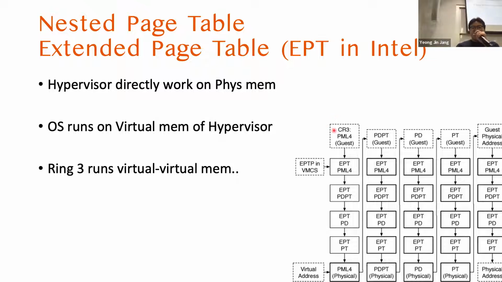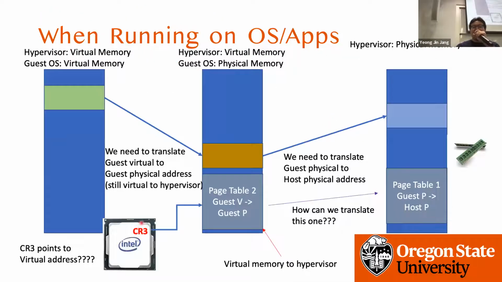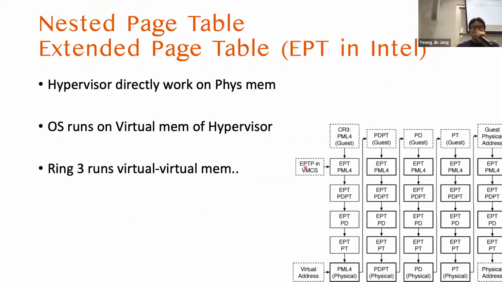So starting from the guest CR3, that's actually a virtual address. We need to translate this virtual address through the hypervisor page table. And then finally, we can get the physical address of the first-level page directory. After getting that, that's also a virtual address, so we need to translate it again. And then second level, third level, fourth level, then we can get the physical address.